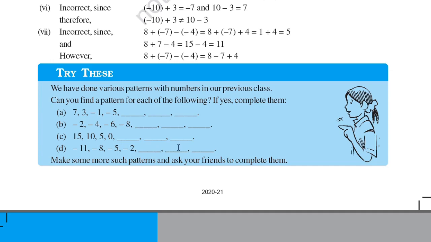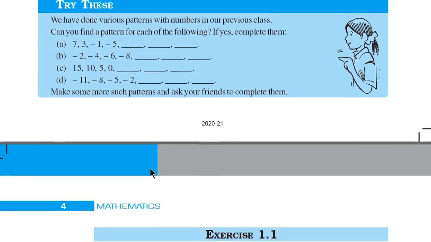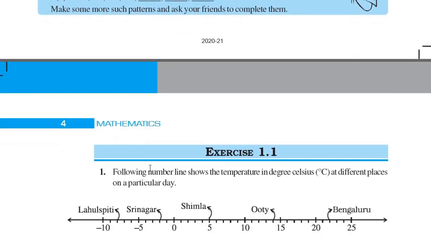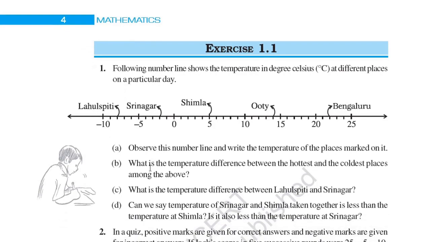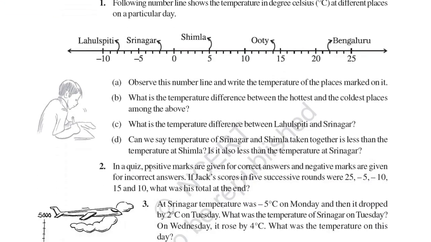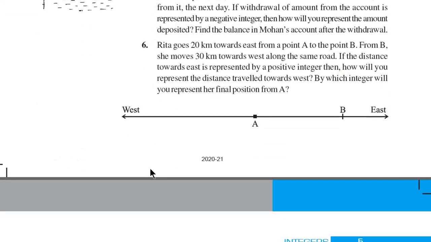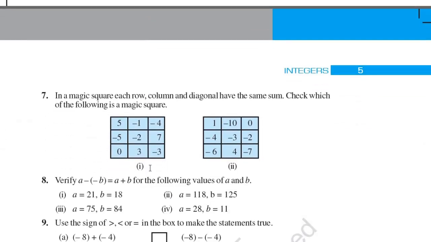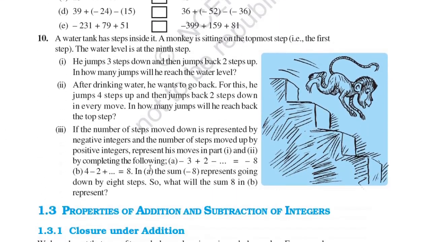Make some more such patterns and ask your friends to complete them. So you can make some more and give them to a friend. You have to complete this exercise 1 by yourself. It is very easy. 1.3 Properties of addition and subtraction of integers.